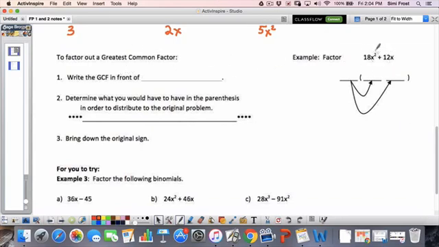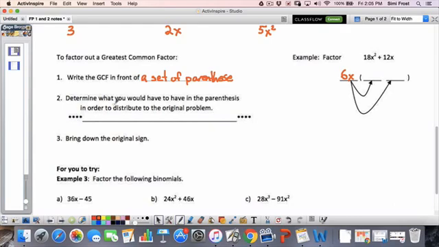in a binomial. See, there's 2 terms, so it's a binomial. Okay, write the GCF in front of a set of parentheses. So let's go ahead and do that step. So we have 18x and 12x. So what's our greatest common factor with 18 and 12? We did this above. It was 6, and then we pulled out an x, so 6x.